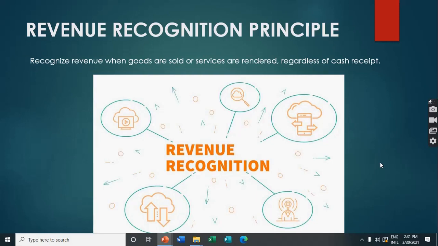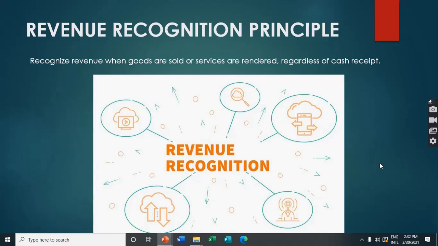Ayan, paano naman pag revenue recognition principle? So, recognize revenue when goods are sold or services are rendered regardless of a cash receipt. So, para rin siyang si accrual concept na i-record mo na yung services na rendered mo, i-record mo na yung nabenta mong goods dun sa date na yon. Kahit wala pa siyang bayad.